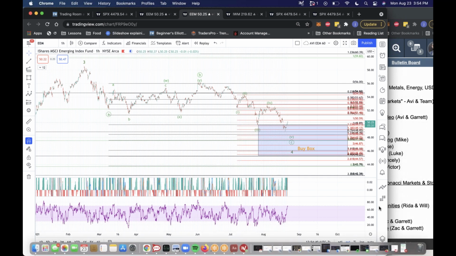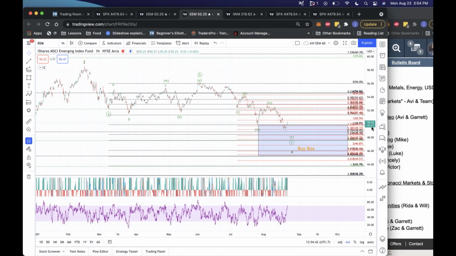coverage of Avi's counts. Let's take a look and see what questions we may have. Does anybody have any questions about the S&P or the IWM or the EEM or Elliott wave questions that we can take a look at here? We won't do any chart requests though. We just cover what was in Avi's update.